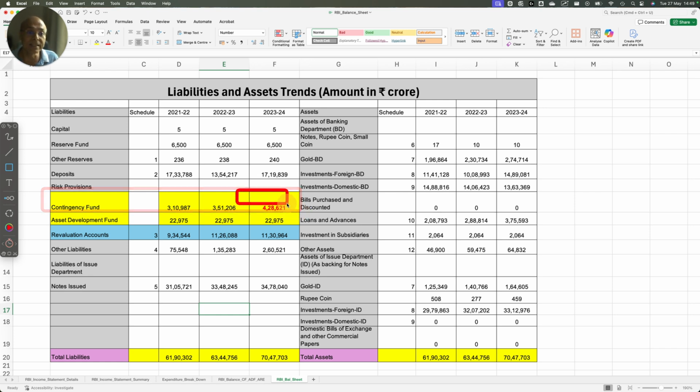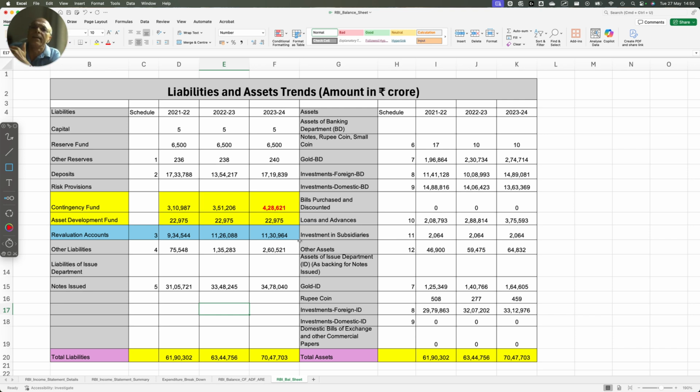And these critical items have to be balanced out in such a way that the ARE, which is the available realized equity, should be equal to the required realized equity. It has to be at least equal. And if it is not equal, you will not be able to make the transfer to the government.